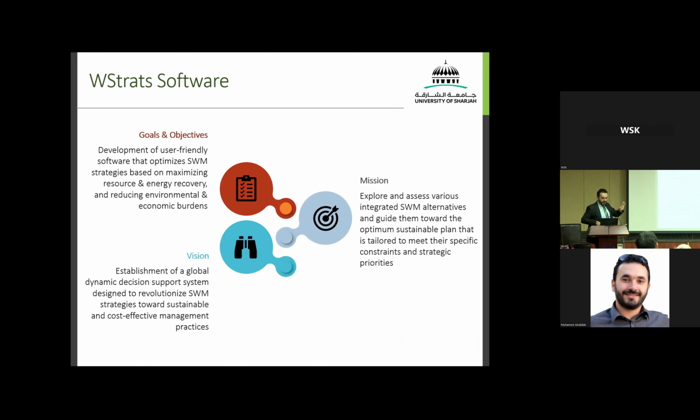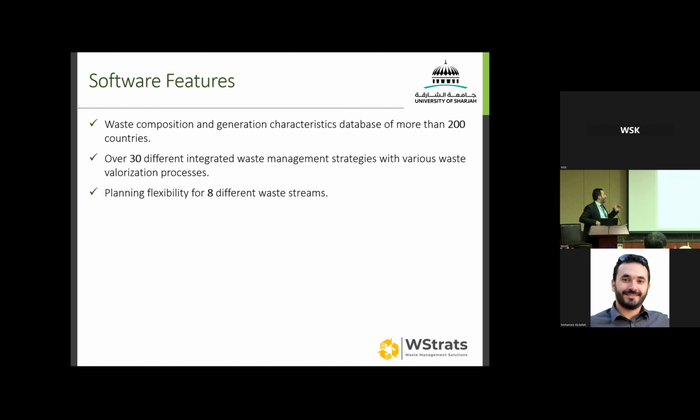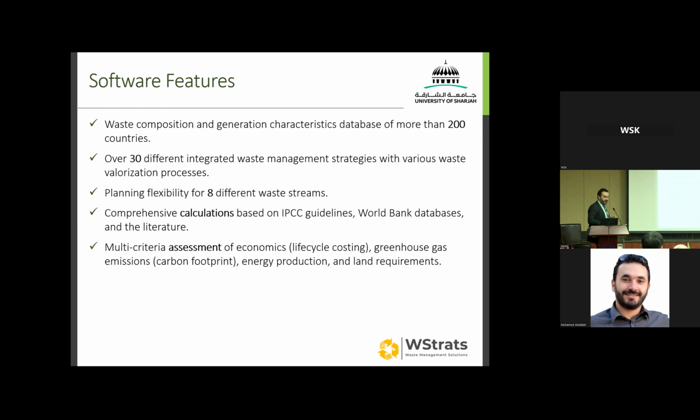I'll skip the mission and vision. You know, we want a user-friendly software. Now, those are very key points. So the software has a database of 200 countries. It has all the waste-related composition and generation rates of 200 countries. It has inside it 30 different strategies to manage the waste, employing waste to energy. The good thing as well is that it splits the waste into 8 different streams. All the calculations are based on the World Bank, the IPCC guidelines, and the literature. So it's all referenced in the manual.